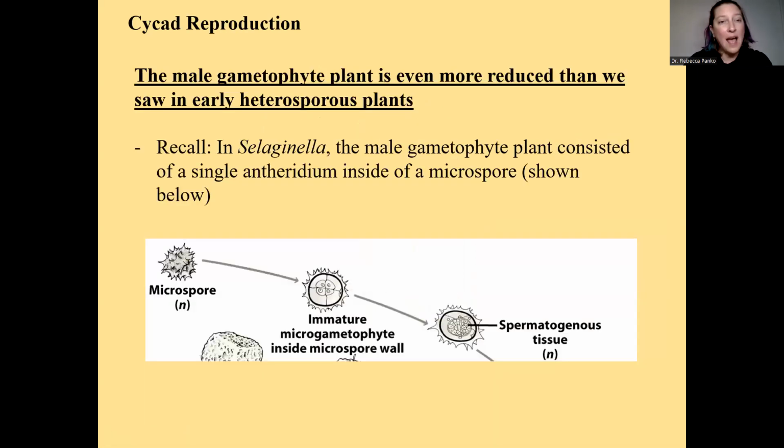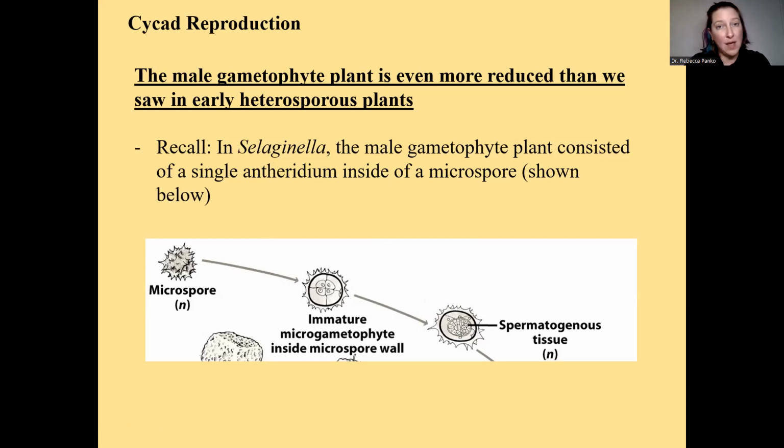This is kind of getting to where we left off last time. Now that we're in the seed plants, the male gametophyte plant is even more reduced. There's this theme throughout the plant kingdom course where the gametophyte plants are getting more and more reduced over evolutionary time, and the sporophyte plants are getting bigger and more complex over evolutionary time. This is one of those pivot points where we see that reduction, in this case, of the male gametophyte plant.